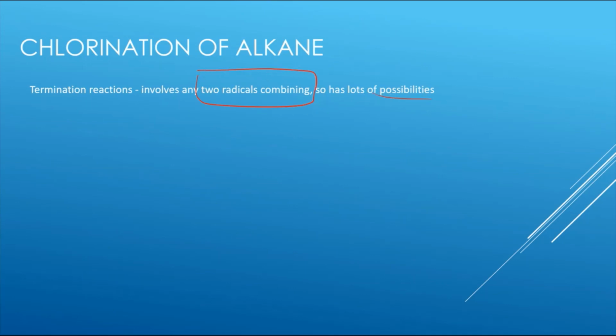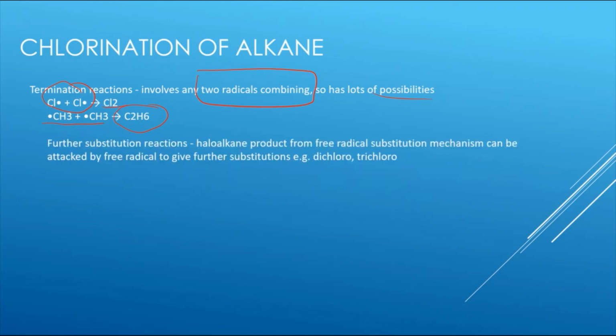So there are a lot of possibilities. For example, two chlorine radicals could react together to form Cl2, or two CH3 radicals could react to form C2H6. So there are different possibilities.